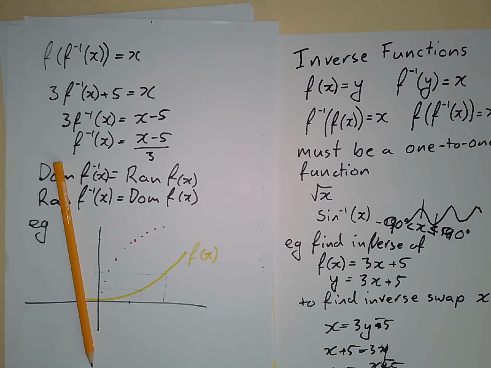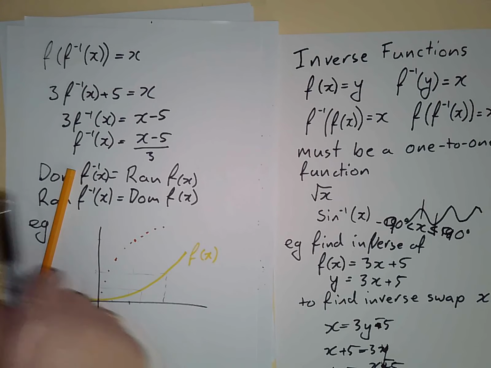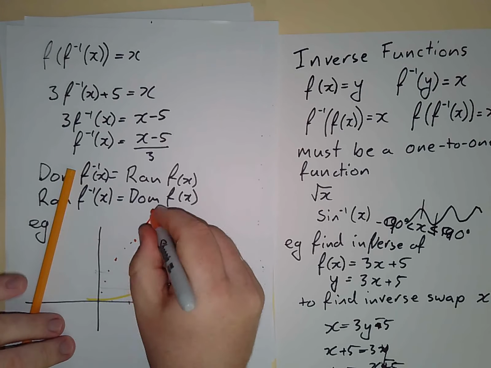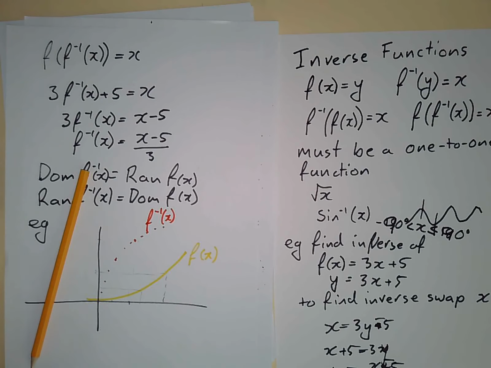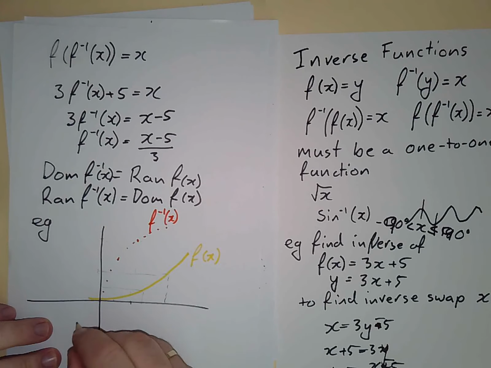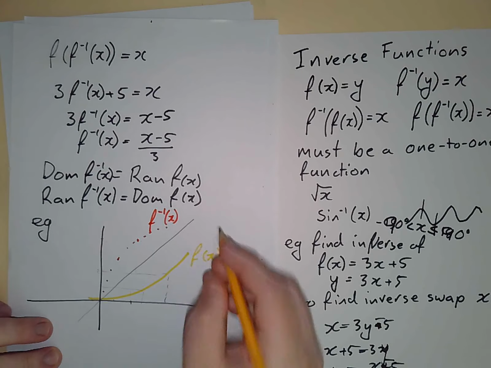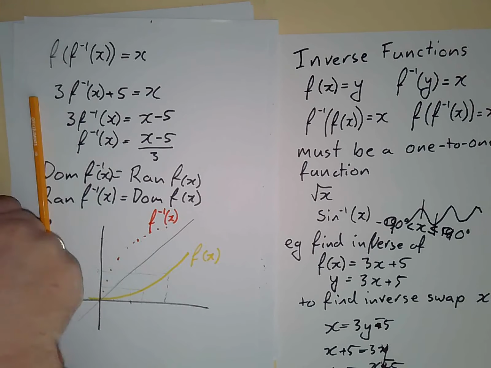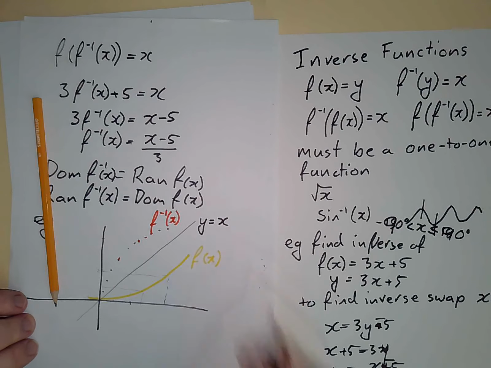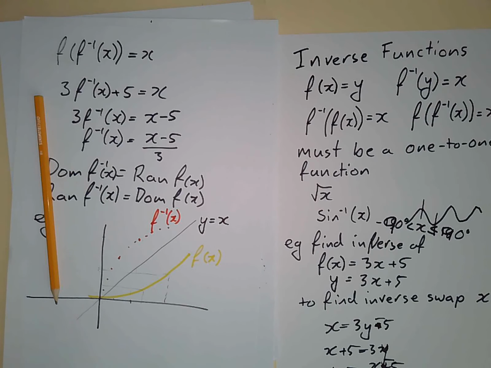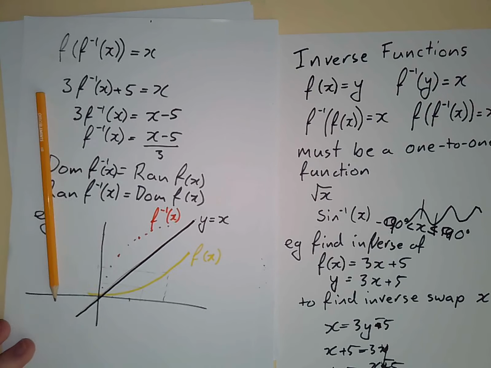And I start to put a bunch of points together. And what I find is that my inverse is always just a reflection through the line y equals x. And that could be another really useful way of thinking about the inverse.